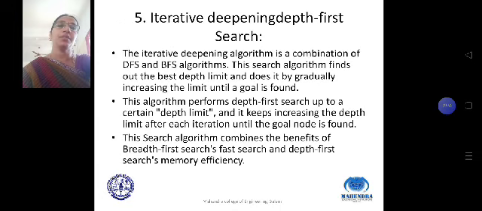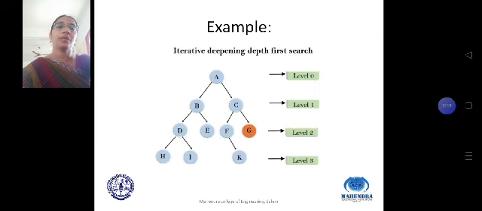So next is iterative deepening depth first search. The iterative deepening depth first search algorithm is a combination of DFS and BFS algorithms. This search algorithm finds the best depth limit by gradually increasing the limit until the goal is found. When the depth limit is reached, it gradually increases the depth; that is called iterative deepening depth first search. So here is the example of iterative deepening depth first search.